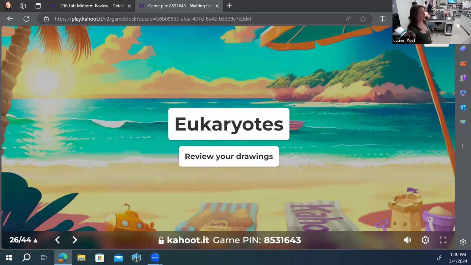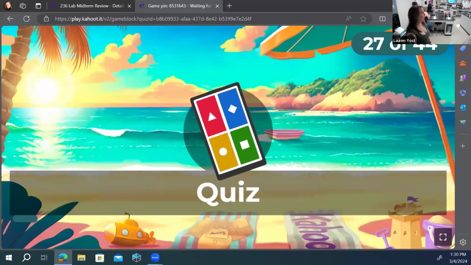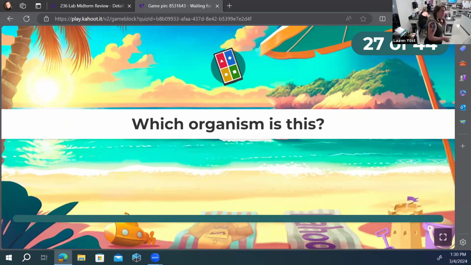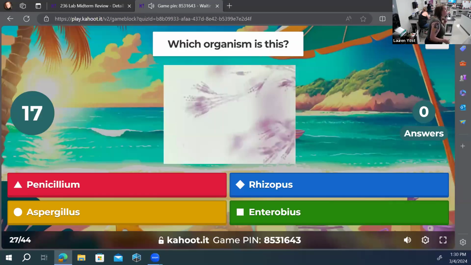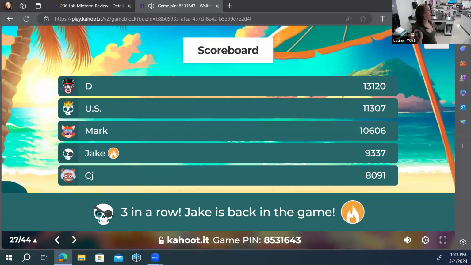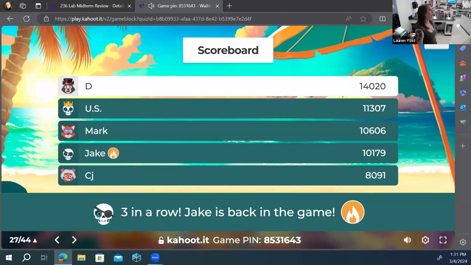But yes, this is more or less just being able to recognize pictures, basically based on differences. And it might ask some questions about some of the life cycles that it talks about in the worksheet. So which organism is this? All right, so this one is penicillium. So it was that pink and it looked like it had like the paintbrush structures on it. This is definitely ones that you just have to go back through and remind yourself what they look like.